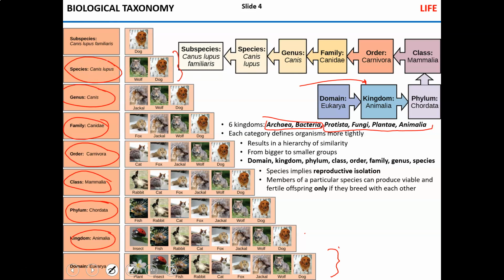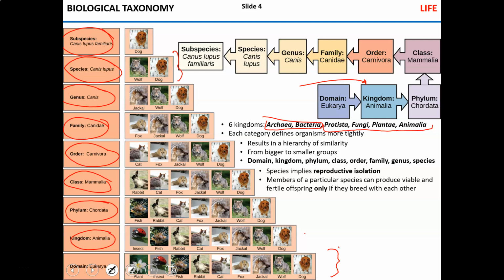Inside of that species, dogs belong to the subspecies Canis lupus familiaris. Now, what is this species? Species, as I say here, implies reproductive isolation. So what does that mean? Species can be defined as follows. Members of a species, when they mate with each other within the species, can produce viable and fertile offspring only if they breed within the species.